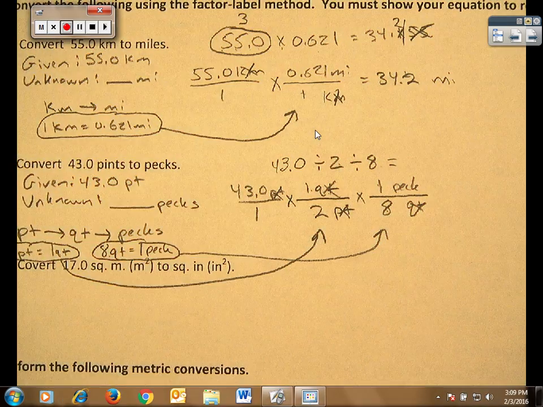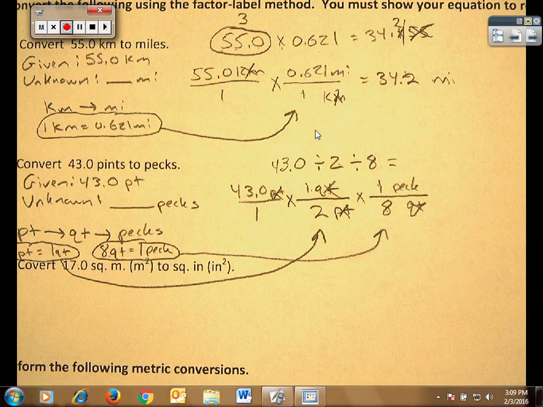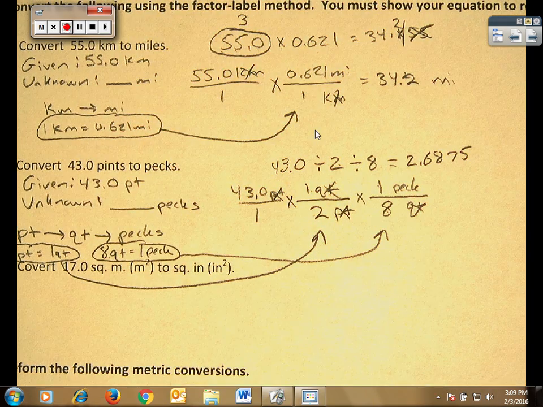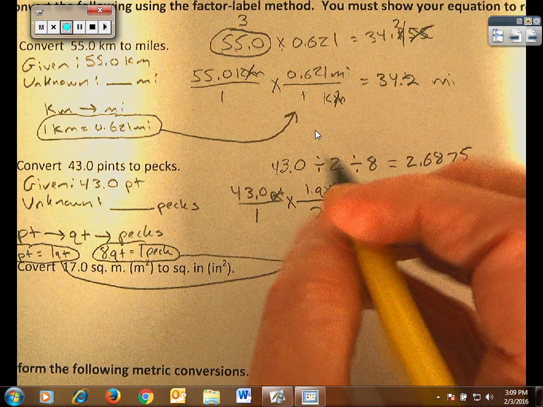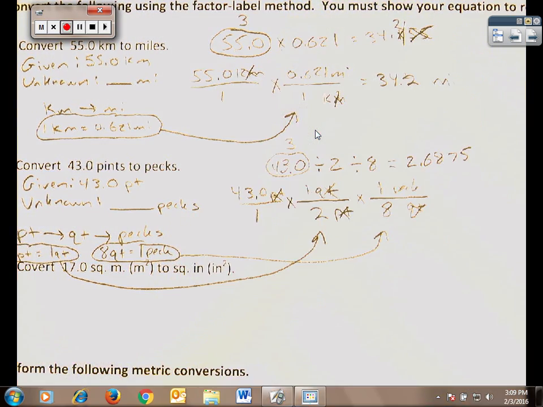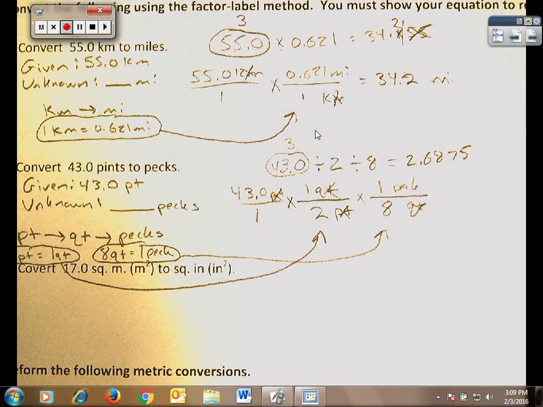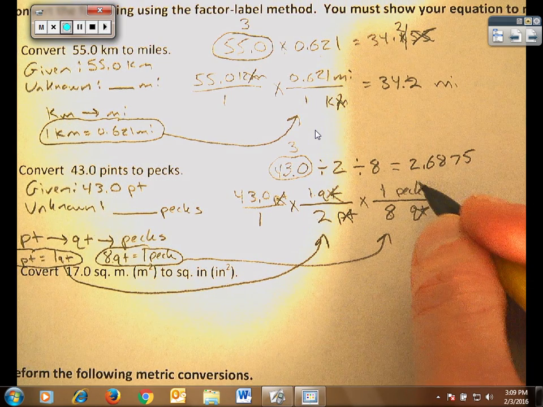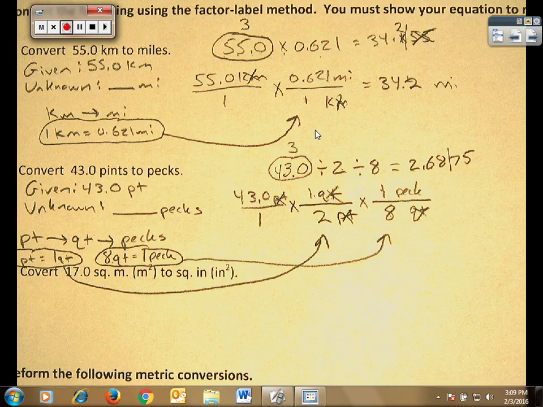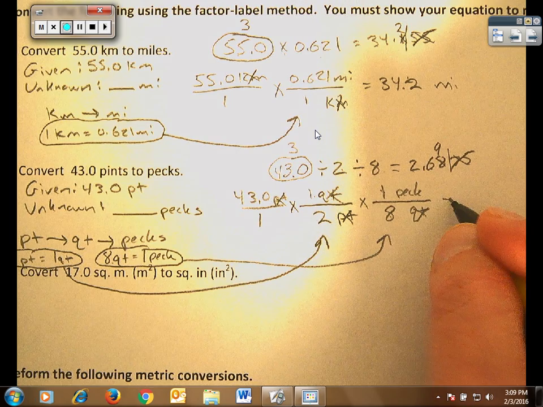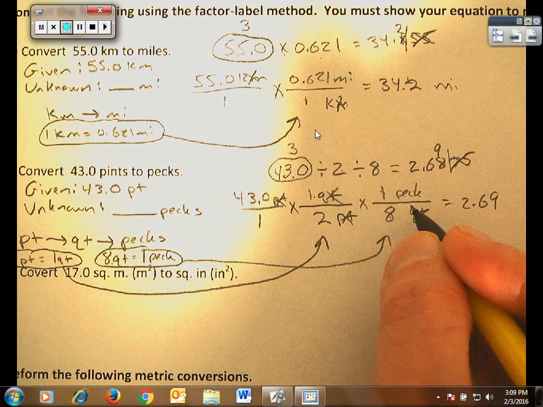When we put this in a calculator, I like to push the equal sign between things. So 43.0 divided by 2 equals. Divided by 8 equals. And I get 2.6875. Again, for significant figures, we look at that starting number. 3 significant figures again. The 2 non-zero integers count because they're always significant. The trailing 0 counts because of the decimal point. We have to round this to 3. 1, 2, 3. 8 is followed by a 7, so we'll round it up to a 9. The 7 and the 5 just get dropped. This is 2.69. Again, you need a unit.